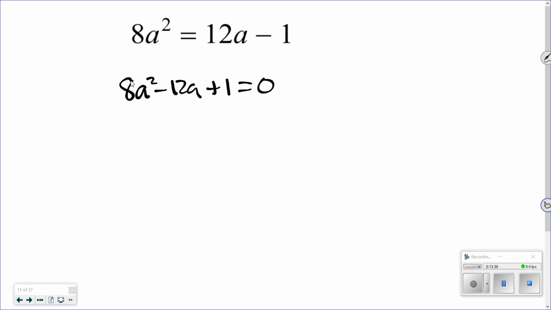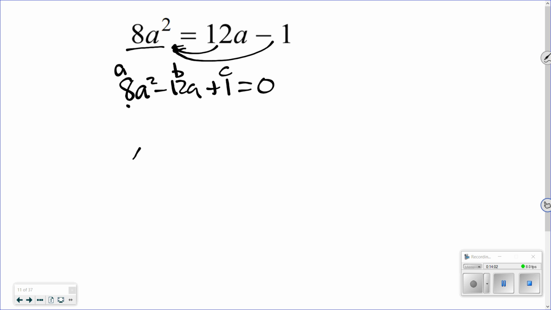It's always easier to use the quadratic formula when that first term is positive. So if the 8a squared is positive, leave it there, and we're going to move those two over. If it was a negative 8a squared, then I would move it over to the other side to make it positive. So it's always easier if that a term is positive. So that's a, that's b, and that's c. Let's plug it into the formula.